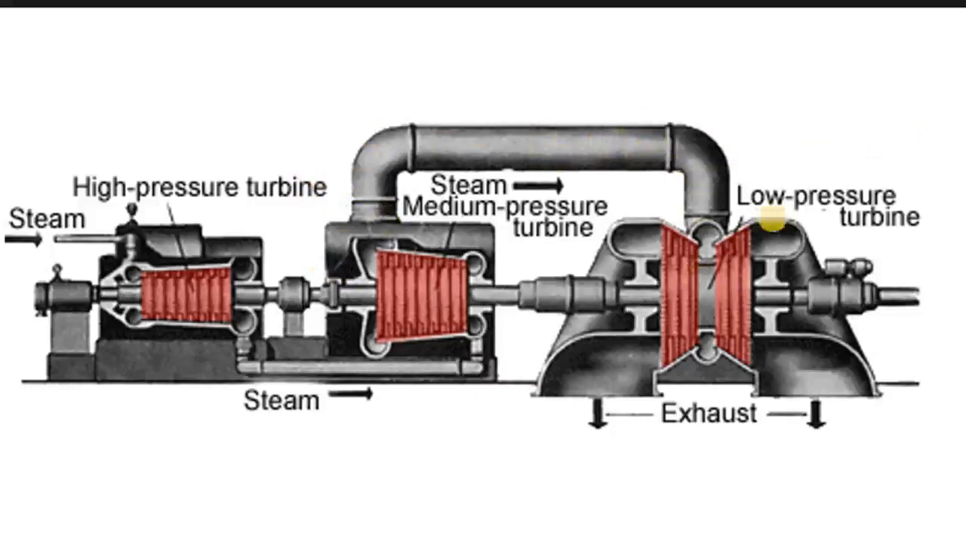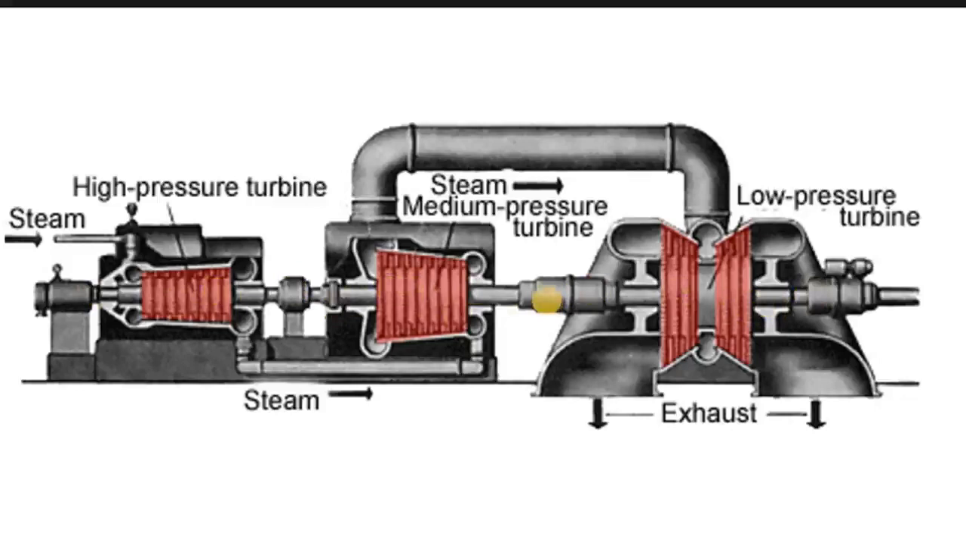one or two low pressure turbines. The low pressure turbine further expands the steam, as we have discussed. Here it is entering at the center and then it is divided into two halves. The low pressure turbine further expands the steam, generating more power on the same shaft. All these sections, high pressure, medium pressure and low pressure, are attached to the same shaft.